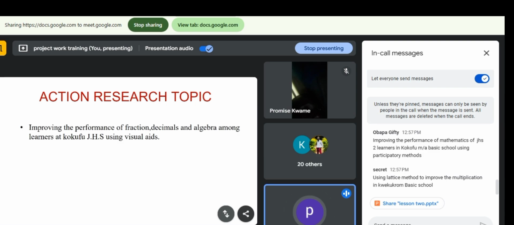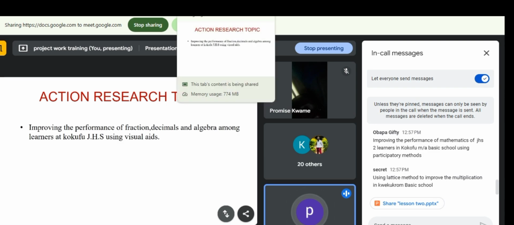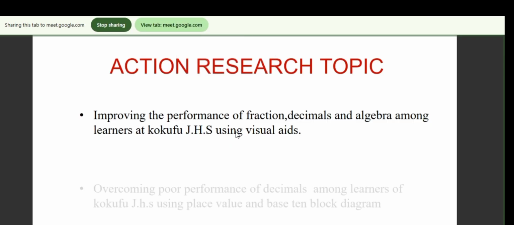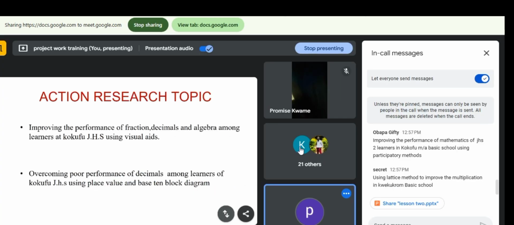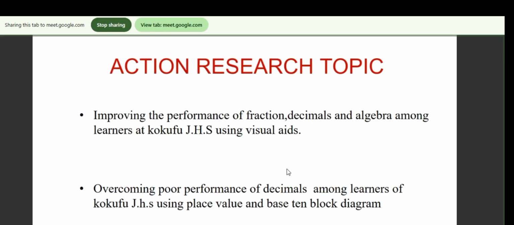But I'm just giving out what I read as possible research questions. For example: overcoming poor performance in decimals among learners of Kokofu JHS using place value and base 10 block diagrams. Here, in the second one, I only focus on decimals. So in an action research topic, I only focus on one aspect of the topic, then you take it from there. All right, my time is up. It's exactly 9 o'clock, and my time is up.